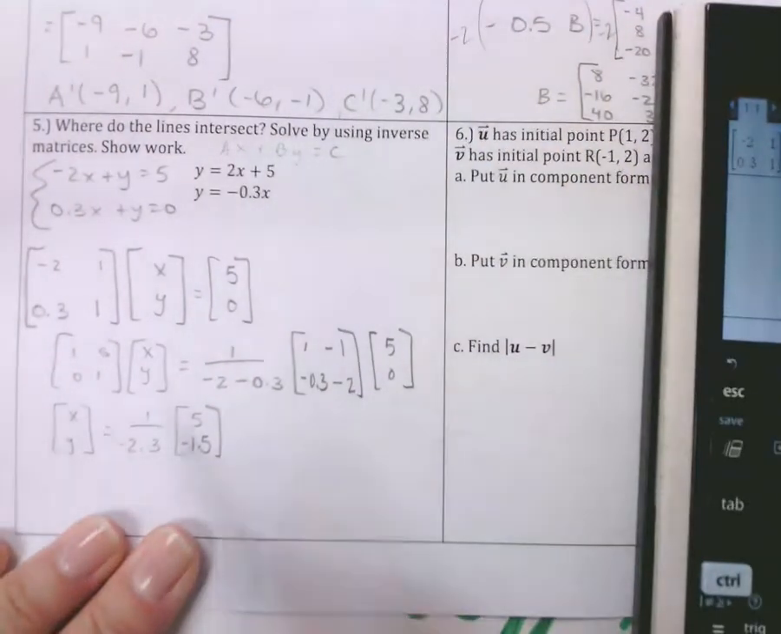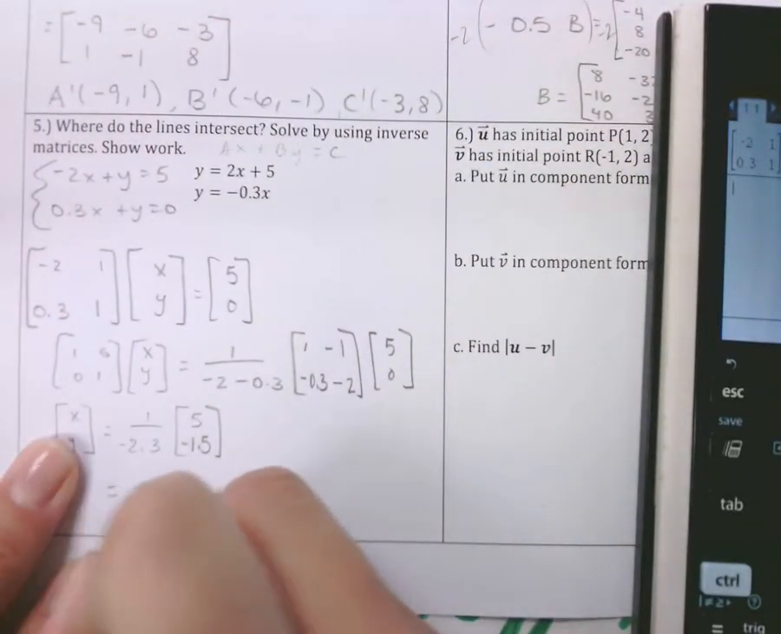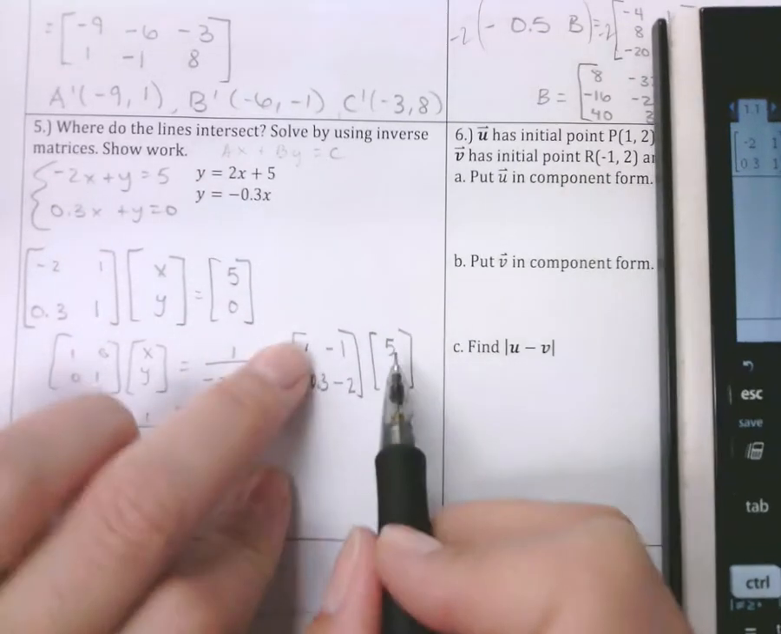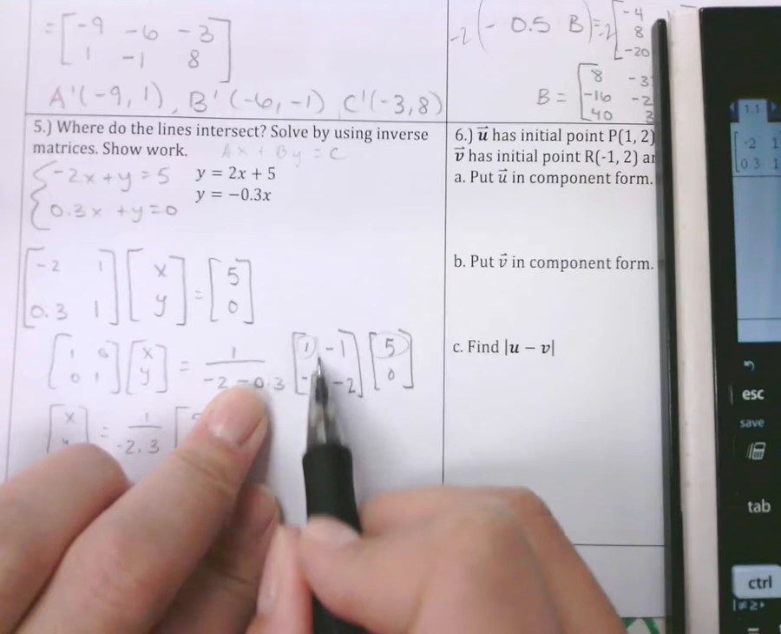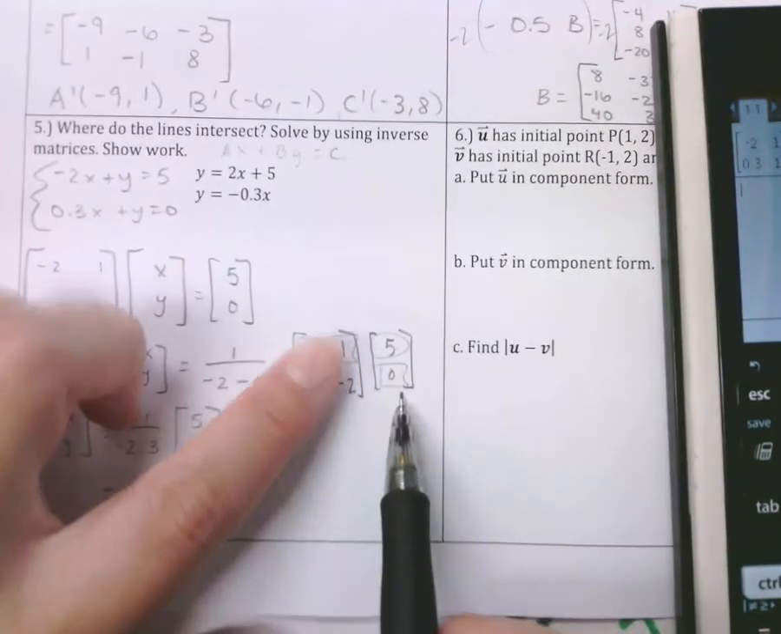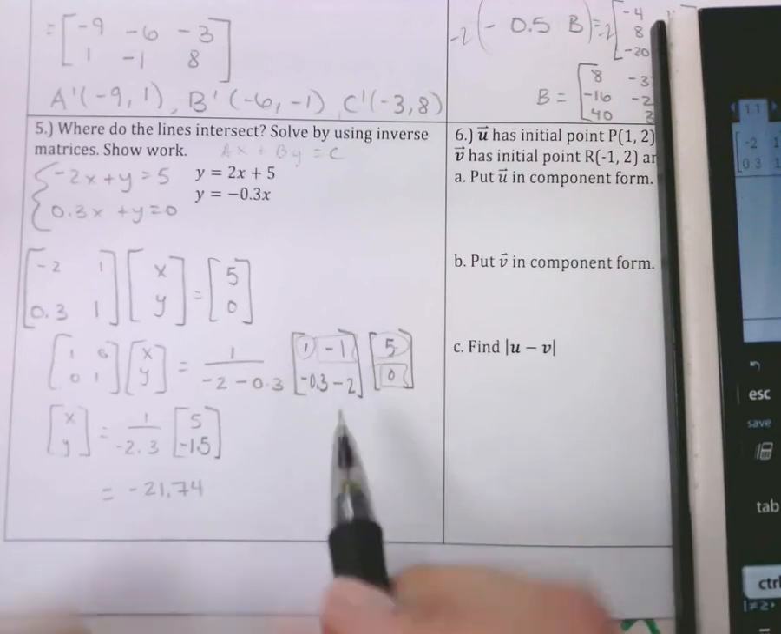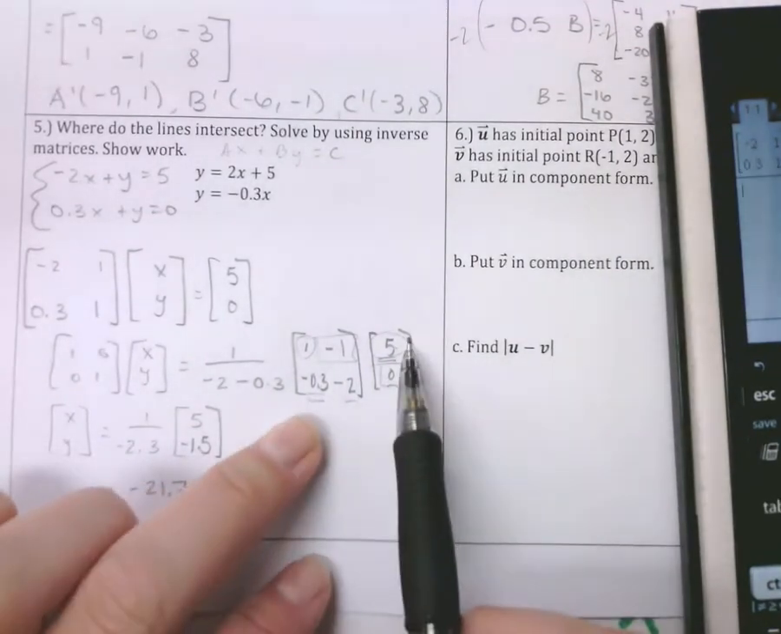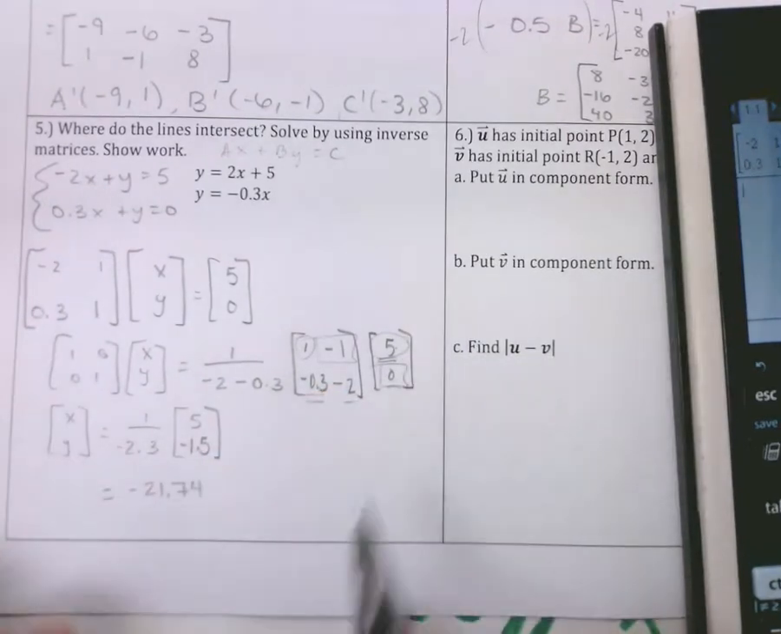Can you just explain to me really quickly where you got the 5 and -1.5? You multiply these two and then these two, and you add. So 5 and 0. And then you multiply these two and these two. So -1.5 and 0.